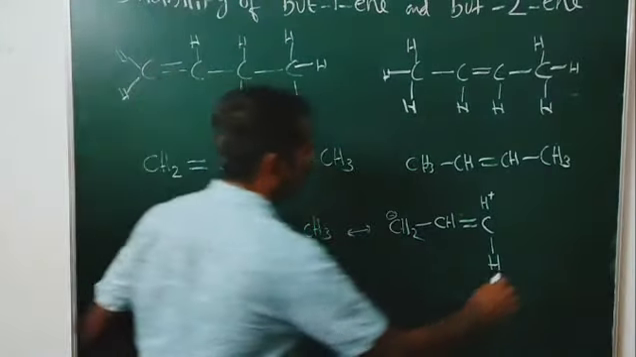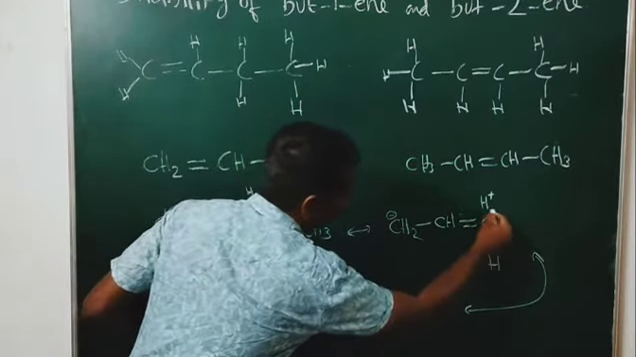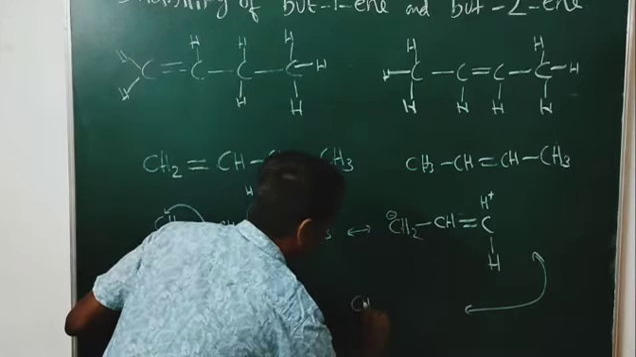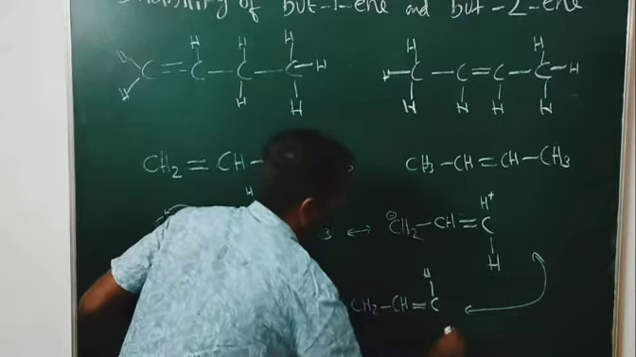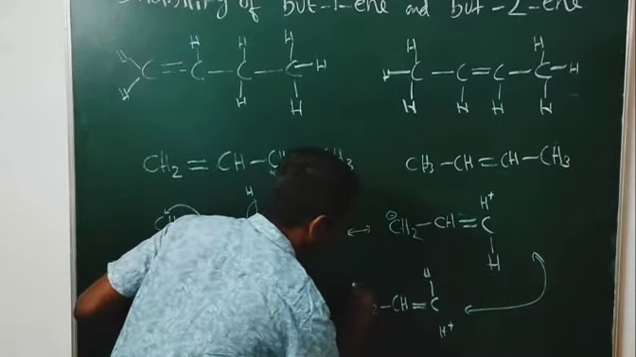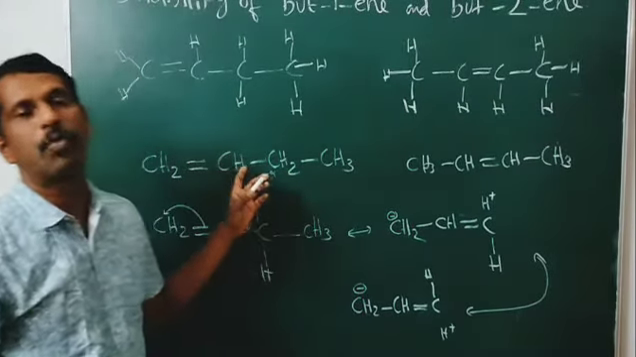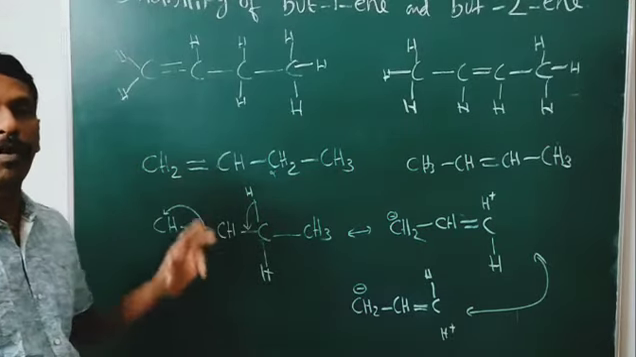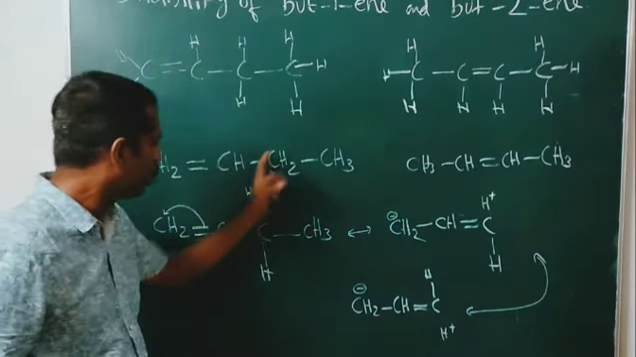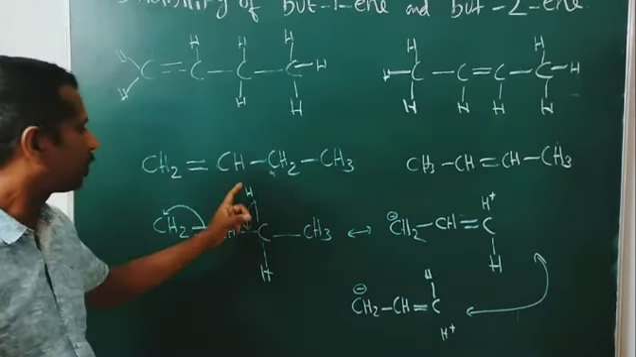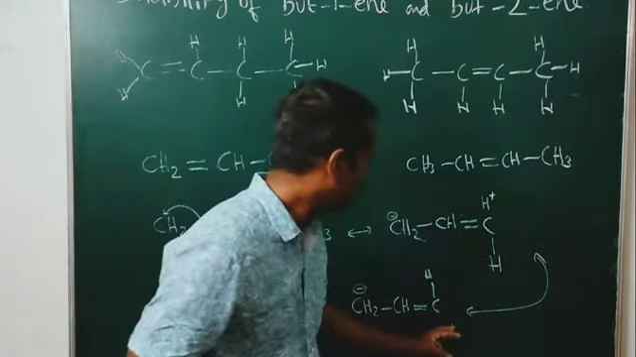Now how do you get the second canonical form? Again this bond will shift to here. So what do we get? CH2-CH=C, here it becomes H, and here H plus, and of course here it is minus. So how many canonical forms are possible for but-1-ene? Only 2 canonical forms are possible, because but-1-ene has only 2 alpha hydrogen atoms. If there are 2 alpha hydrogen atoms, only 2 canonical forms are possible.